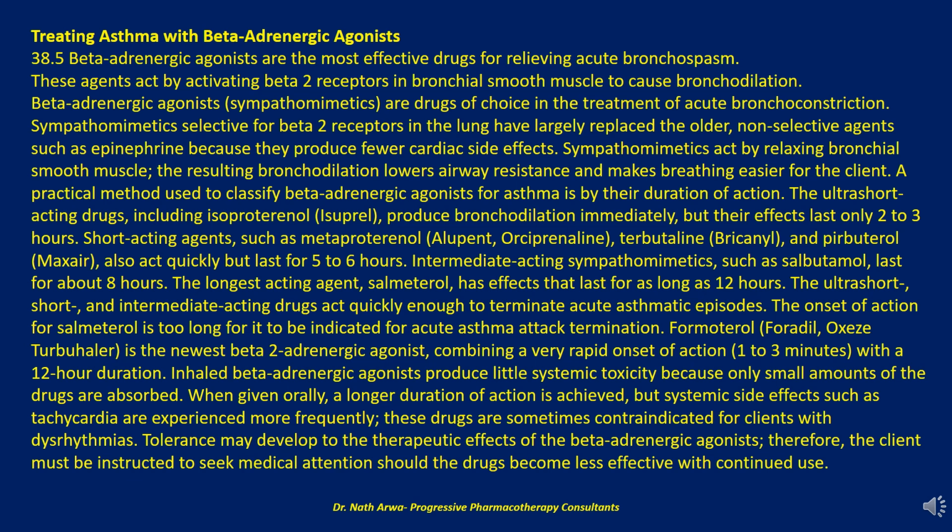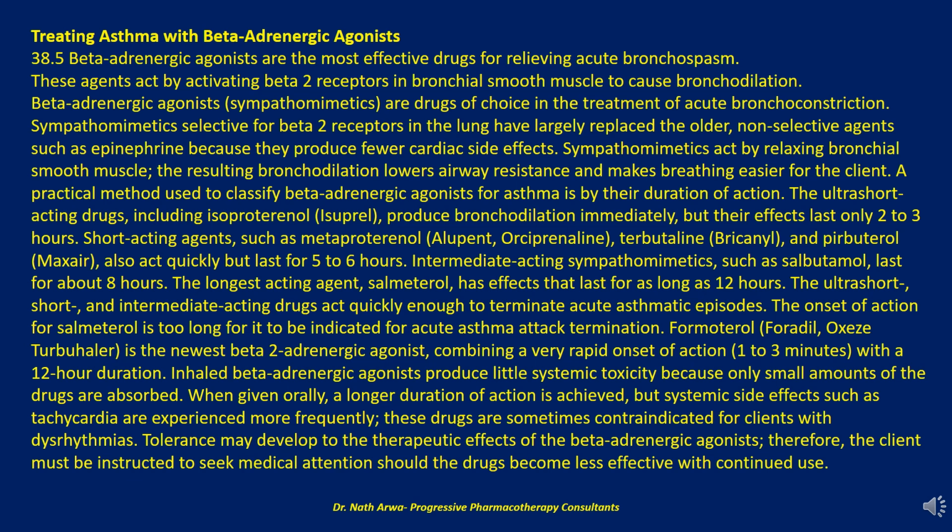Beta-adrenergic agonists are the most effective drugs for relieving acute bronchospasm. These agents act by activating beta-2 receptors in bronchial smooth muscle to cause bronchodilation. Beta-adrenergic agonists, i.e. sympathomimetics, are drugs of choice in the treatment of acute bronchoconstriction. Sympathomimetics selective for beta-2 receptors in the lung have largely replaced the older, non-selective agents such as epinephrine because they produce fewer cardiac side effects.